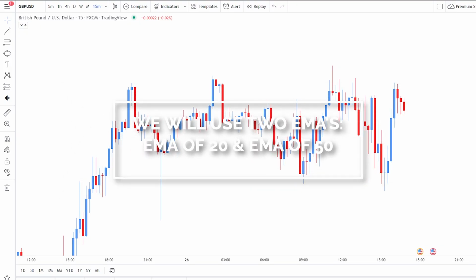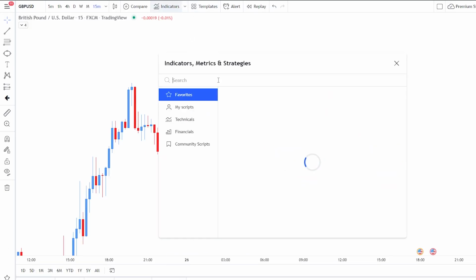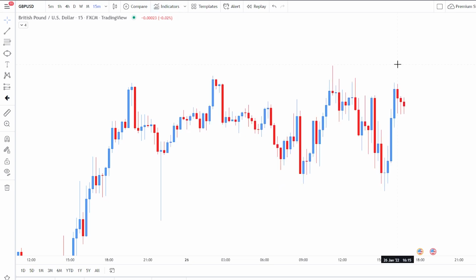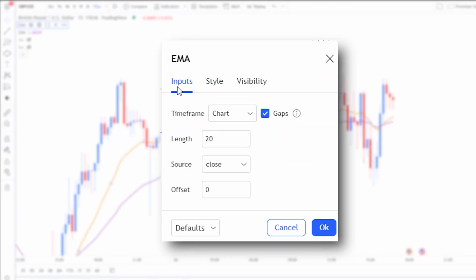And as always, you can follow along on how to add it to your chart. All you have to do is press on the indicator section and type EMA. That will be the moving average exponential, and all you have to do is double click on it because we will need two of them. Once you add them on the chart, they will come up with default settings, but you will have to change them. Simply click on the settings, go into the input section and choose the length of 20, and the second one will be a value of 50.